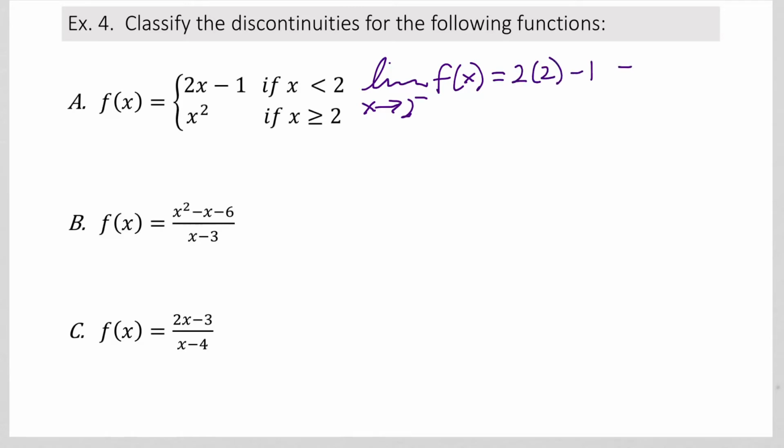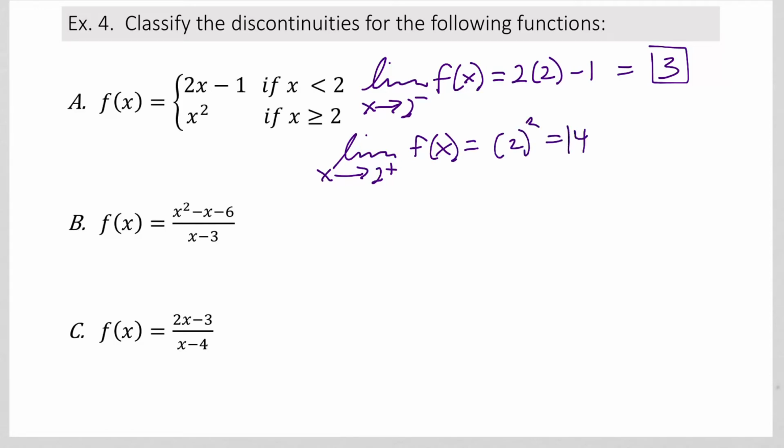So that's 4 minus 1, which is 3. Now for the right-hand limit, we want to look at the part where the x values are greater than 2, so that's this polynomial here. So we know we can just evaluate the polynomial when x is equal to 2, and that would be 4. So these two numbers are not the same. So when those two numbers are not the same, that means there's a jump discontinuity. So we have a jump discontinuity for A.